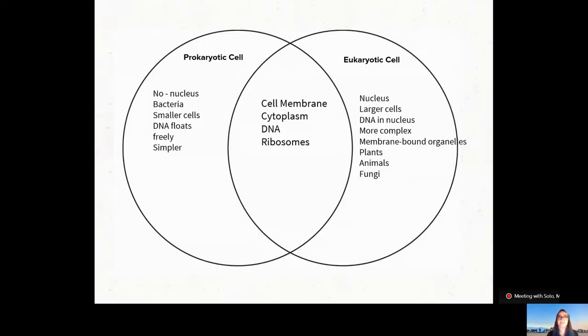So these are the main similarities and differences between them. Like I said, there is a cell membrane, there is cytoplasm, there is DNA, there's ribosomes. Other than that, they don't share a lot. The place where the DNA is housed is not there for the prokaryotic cells. Bacteria is the only example that we have. They are smaller and simpler cells. The DNA floats freely and they are simple. Whereas the eukaryotic cells are way larger, they have their DNA in their nucleus. They are much more complex, they have membrane-bound organelles. The examples are plants, animals, fungi.